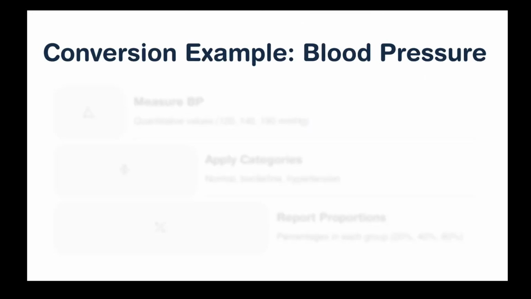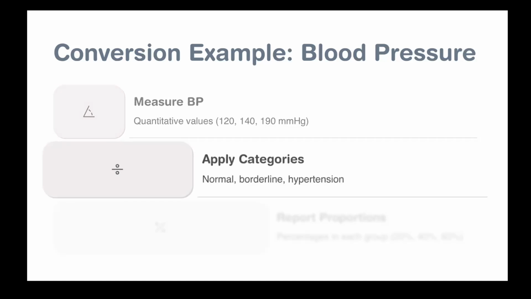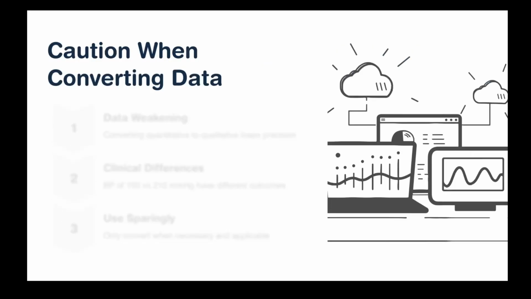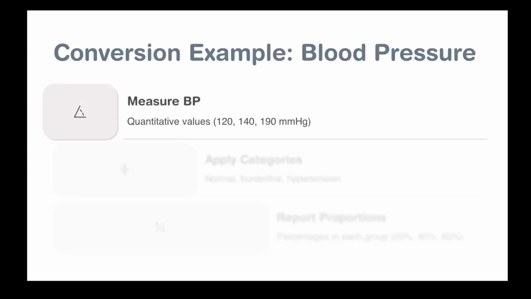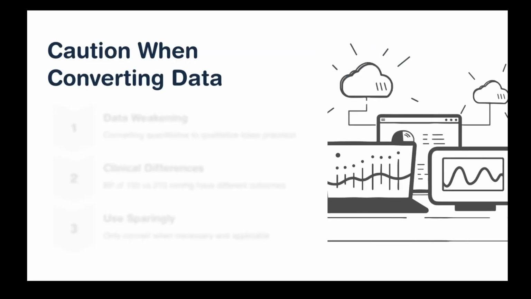When we convert, for example blood pressure, you will measure the blood pressure. Quantitative is 120, 140, 190 millimeters of mercury. Then you will apply categories, which is normal, which is borderline, which is hypertensive. Then you will report proportions, percentage in each group. So if it is 190 by 110, it is hypertensive, right? So you will categorize it accordingly, and you will report percentages in each group.